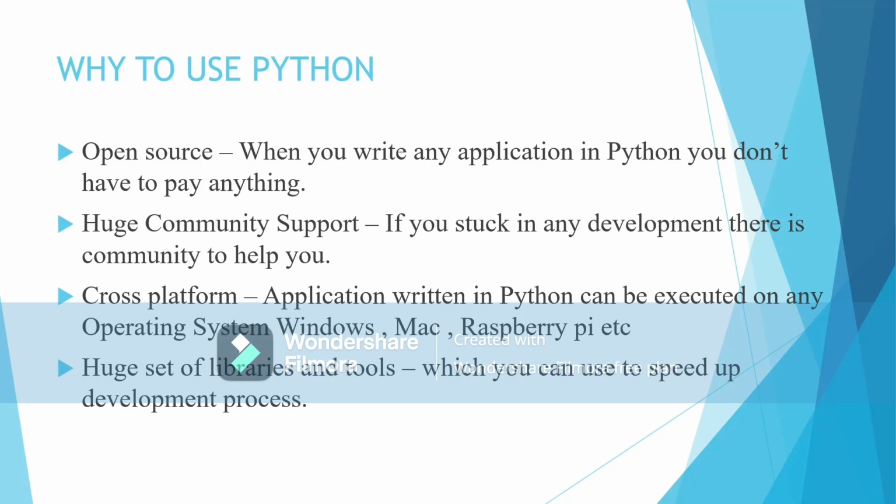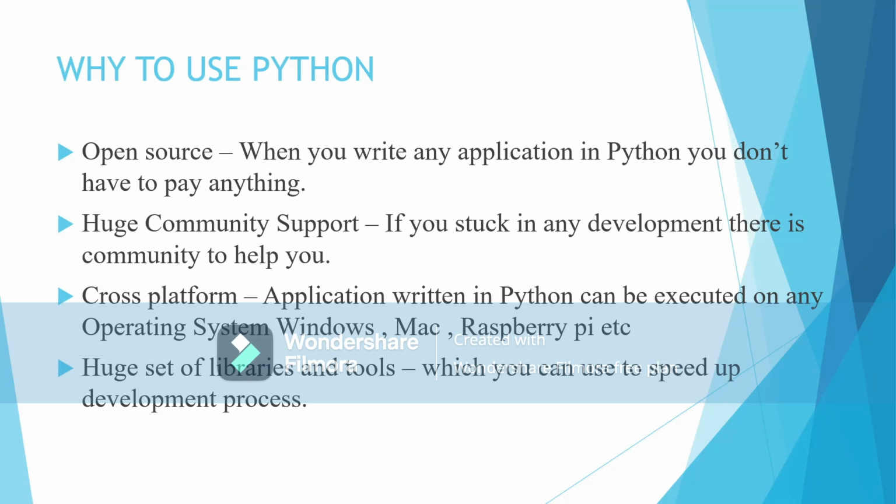First thing is it is an open source programming language. So what is the meaning of open source? Open source means when you write any application in Python, you don't have to pay anything. It is freely available. Huge community support. While developing your application, if you get stuck, there is a community to help you. That's why there is huge community support with Python.